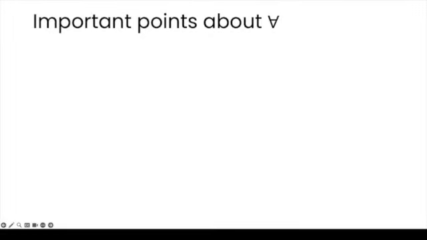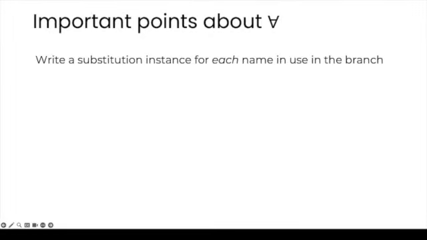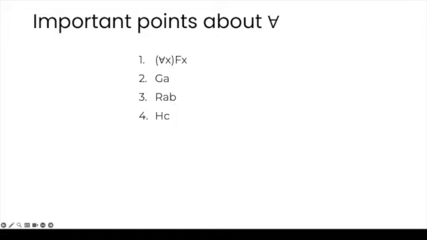Okay, back here with some important points about the proof we just did. First, you have to write a substitution instance for each name in use in the branch. Actually, we didn't need to write LAA in our previous tree, since it's not doing any work. But it's a good idea, at least when you're starting out, to write a substitution instance for each of the names that are being used in the branch you're working on. So, for instance, at this point in this tree, you have three names in use, A, B, and C. So when it comes to exploiting the quantified sentence in line 1, you will need to write three substitution instances, namely FA, FB, and FC.